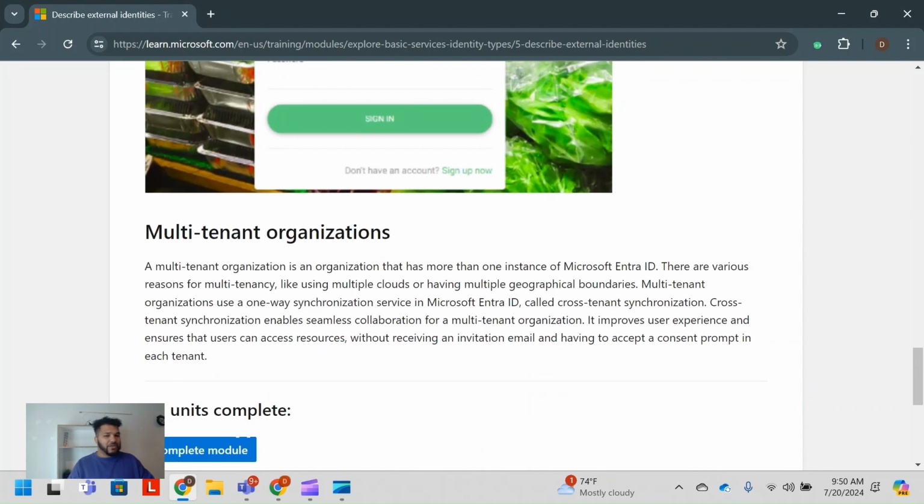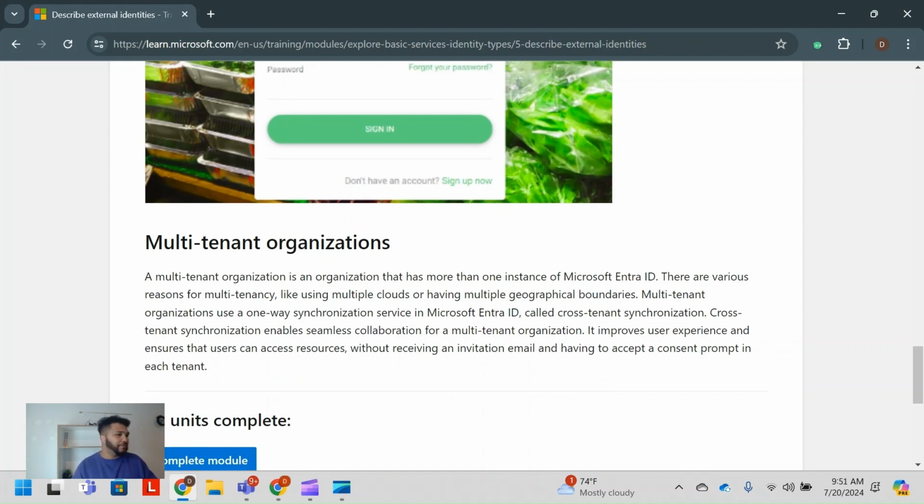And what is a multi-tenant organization? We talked about it just in the last section. You have more than one instance of Entra ID, and we talked about the reasons why. You have geo reasons, subsidiary reasons, parent company reasons, all kinds. But it's just when an organization has more than one Entra tenant.